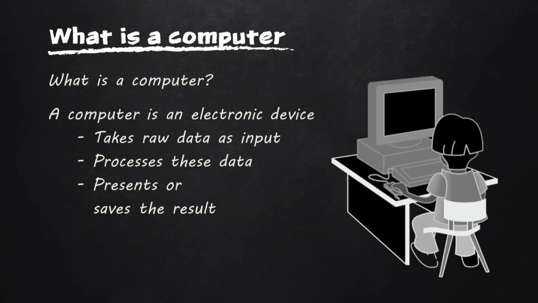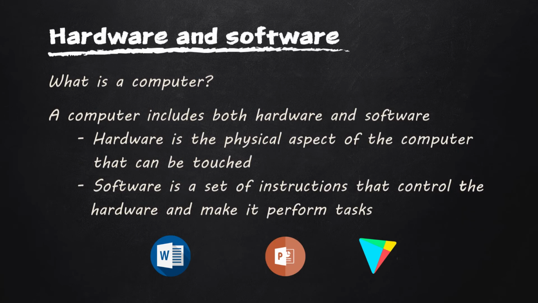Before we talk about computer programming, let's talk about a computer. So what is a computer? A computer is basically an electronic device that takes raw data as input, processes the data, and presents the data either onto the output device or into a permanent storage. A computer typically includes the hardware and the software.